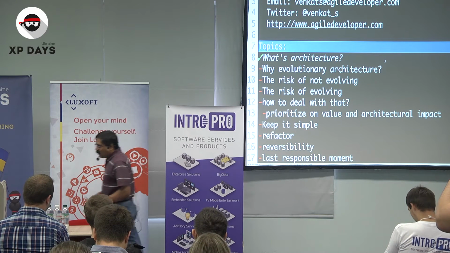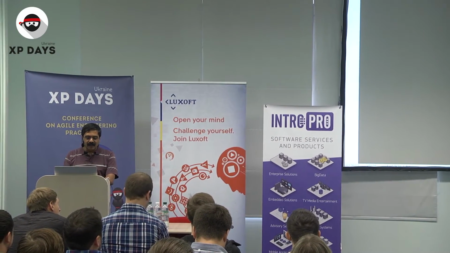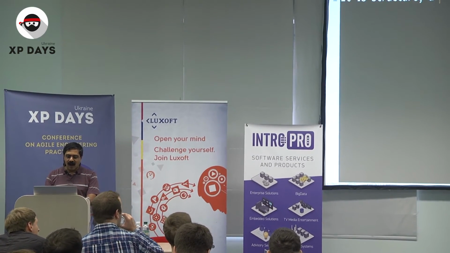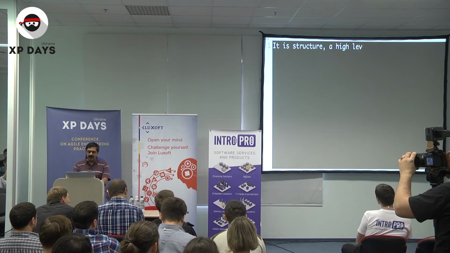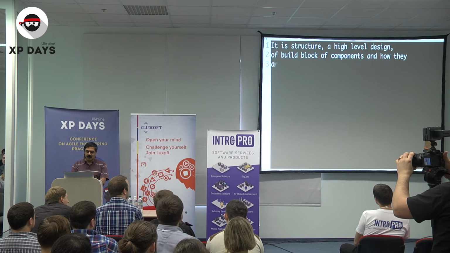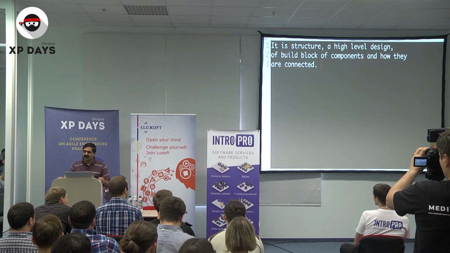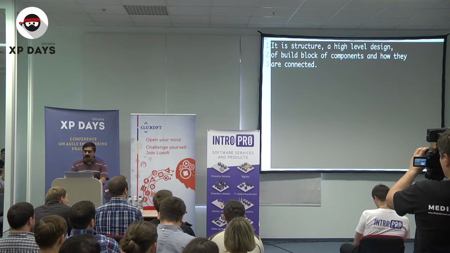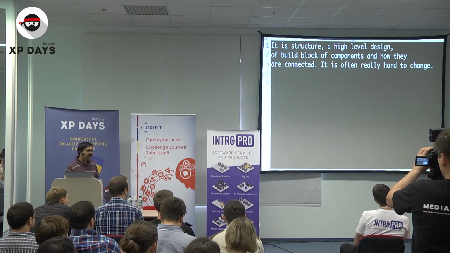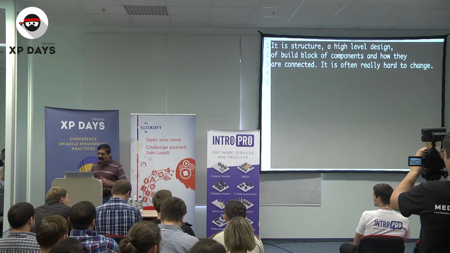Different building blocks. So if you want to ask what an architecture is, it is a structure, a high level design of building blocks, of components, and how they are connected. I just pulled everything you said and brought together a definition, right? So every word you mentioned is almost there. And going further, it is often really hard to change. We also said that.